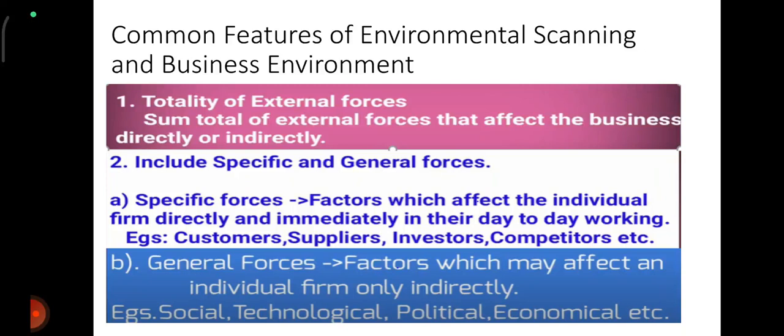Business environment is basically the sum total of external forces that affect the business directly or indirectly. It includes specific and general forces. Specific forces are factors which affect individual firms directly, such as customers, suppliers, investors, and competitors. General forces are factors which may affect an individual firm only indirectly, such as social, technological, political, and economic factors.